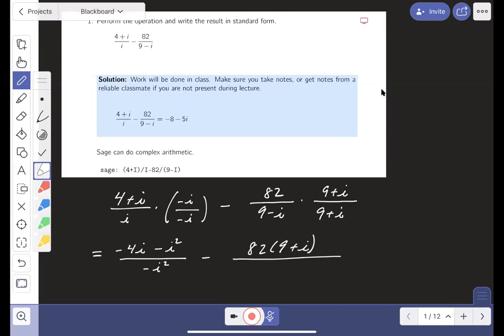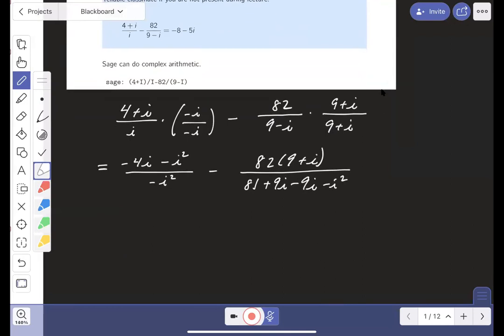The bottom, though, I need to multiply that out. And 9 times 9 is 81. Then I'd get plus 9i minus 9i minus i squared. I want to keep moving forward. We have an answer key to look at, but right now I'm not worried about that.